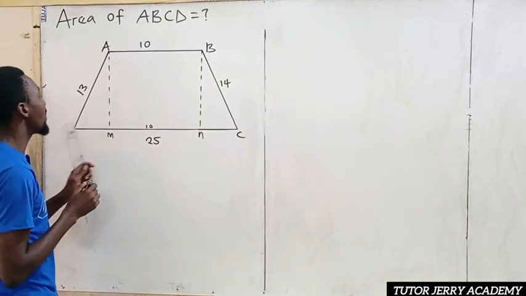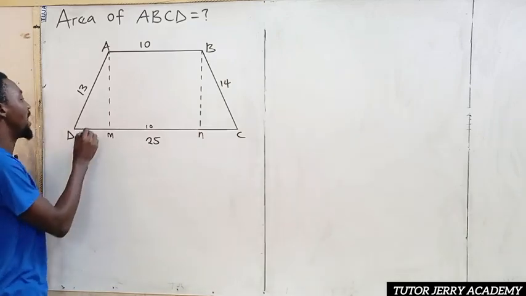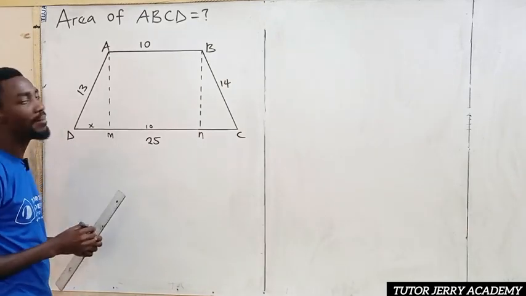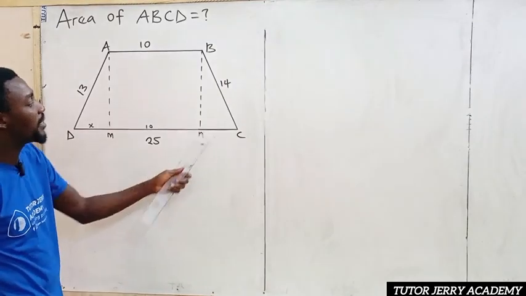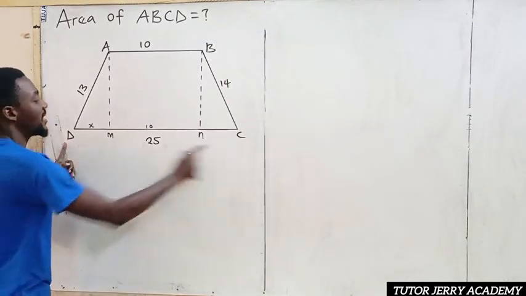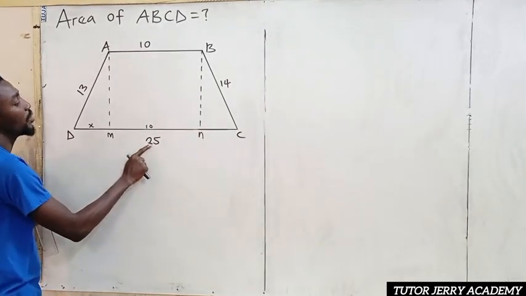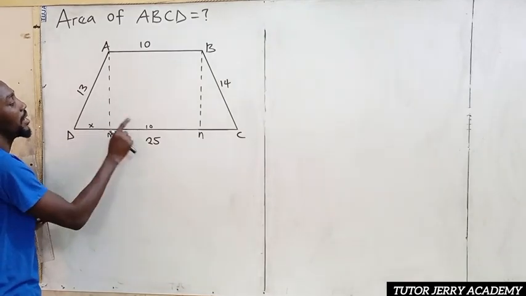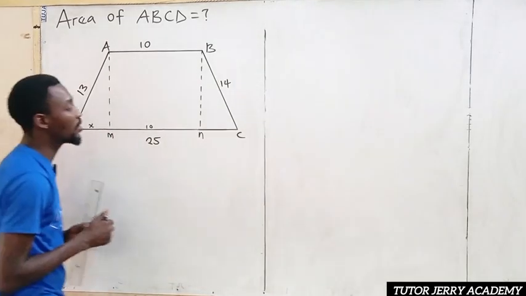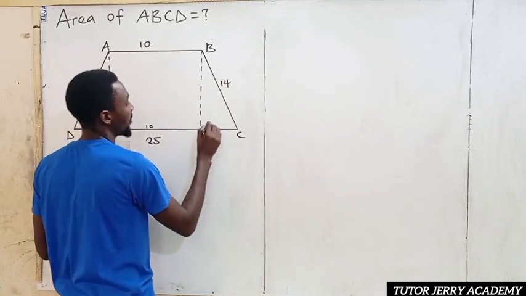All right, so let's assume that DM is X. So if DM is X, what will be the value of this place? And we know that DC is 25. So the value of this place is going to be 25 minus X minus 10. That is going to give us 15 minus X.